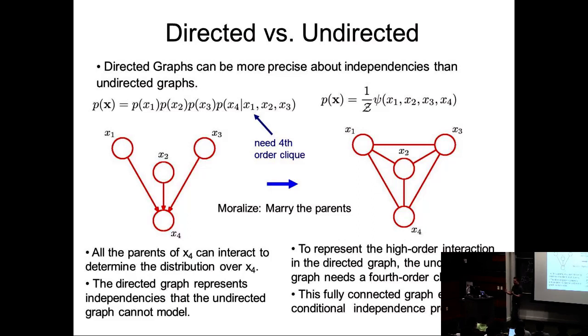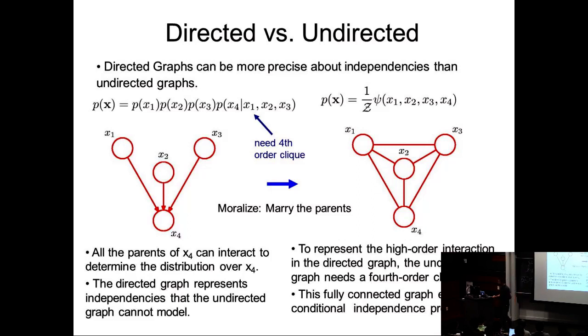So if your graph is fully connected, it can represent any distribution, right? So it's not as precise. If you give me a fully connected graph, you haven't really told me anything. Any distribution will satisfy the fully connected graph.